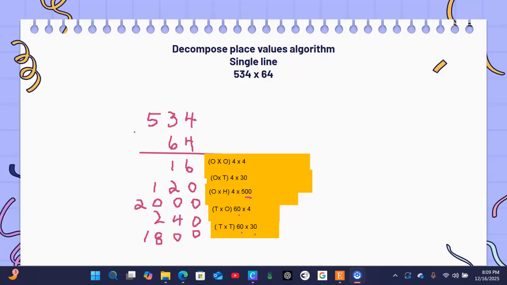Now we're going to do our last place value, which would be our tens times our hundreds. And that would be 60 times 500. And again, we see 1, 2, 3 zeros. So let's go ahead and write that. 1, 2, 3 zeros. And then we know that 5 times 6 equals 30. So we'll write another 0.